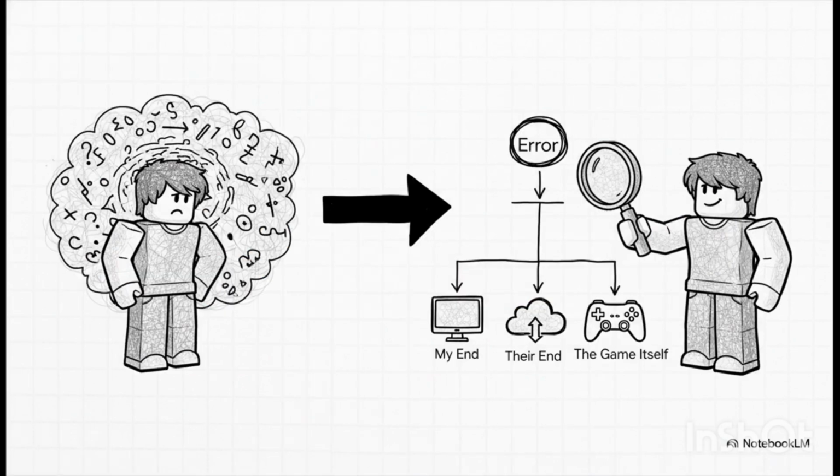So what's the big takeaway here? You're not at the mercy of some random numbers on a screen anymore. You have a framework. Is it my problem? Is it their problem? Or is it the game? By asking those simple questions, you can figure out what's going on with pretty much any error you run into.